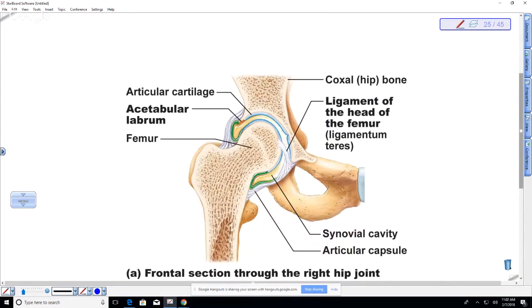Okay, so this would be the hip joint. And actually, I didn't give you a picture of the hip joint. And we're going to be looking at the hip joint this week in lab. So I'm going to move on.